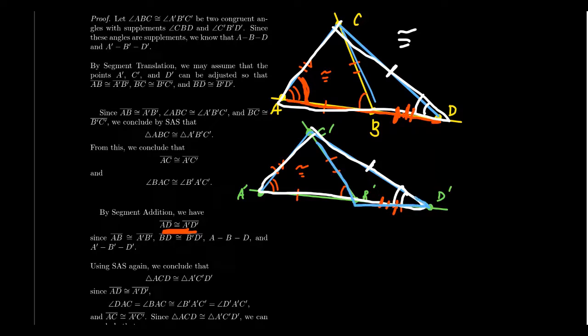the triangle B prime, D prime, C prime is congruent to the triangle BDC, like so. These triangles are congruent to one another, again, by side angle side. And so by corresponding parts, it would have to be that the angle BDC is congruent to the angle D prime, B prime, C prime that we talked about before.